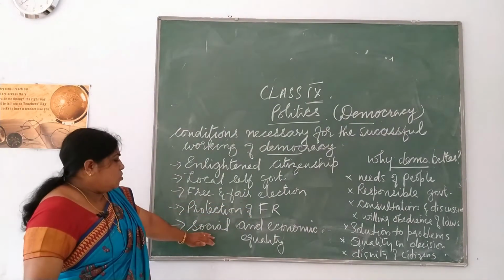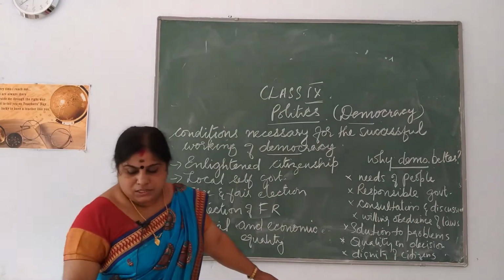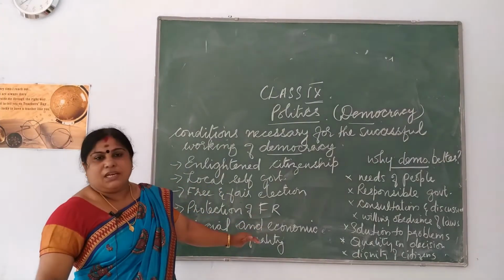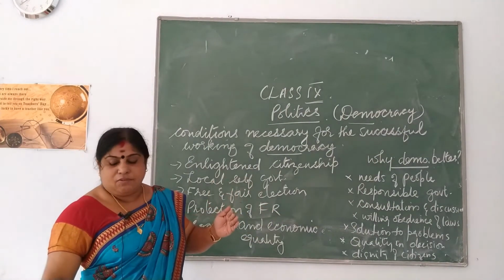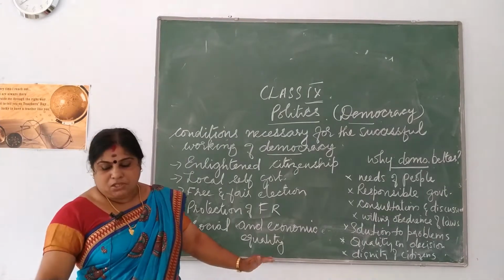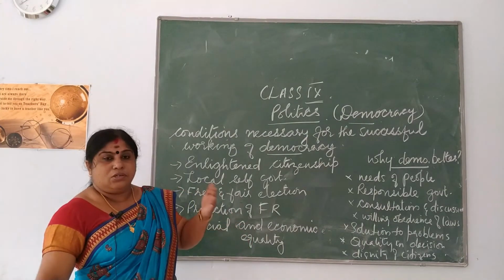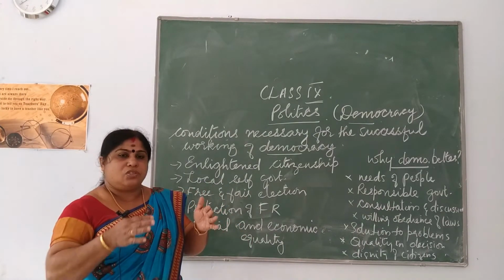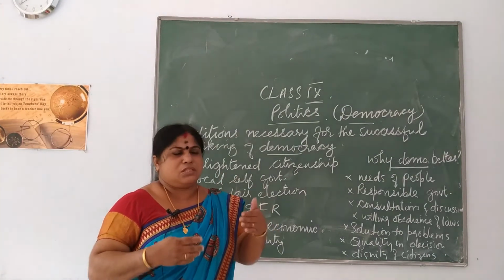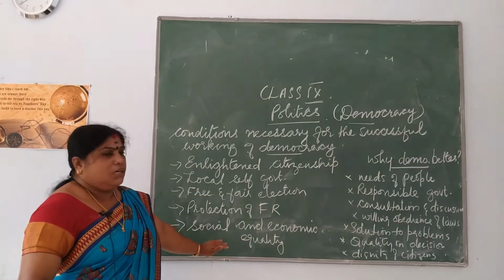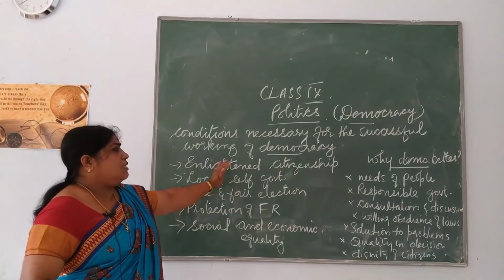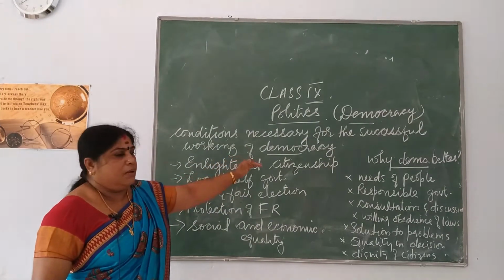And the last one is social and economic equality. There should not be a big gulf between the rich and the poor. Each and every one should be treated as equal. Now, social equality means there should be no discrimination, no distinction among the people on the basis of color or religion or caste or sex, whatever it may be. There should be no discrimination among the people. So, these are some of the conditions that are necessary for the working of democracy.